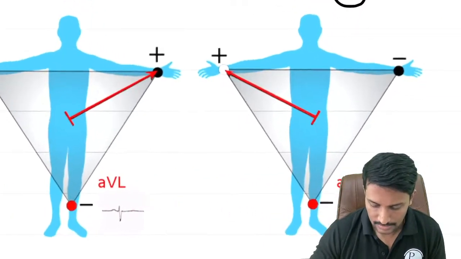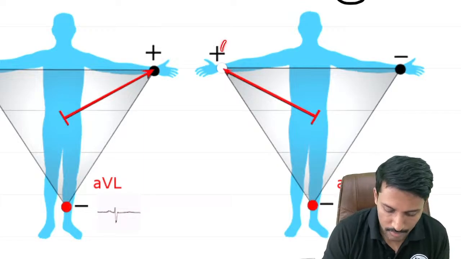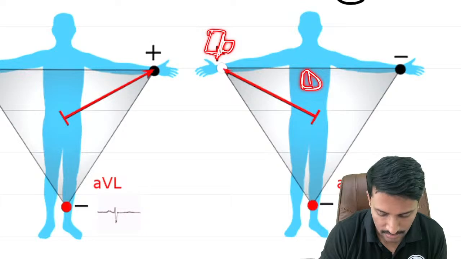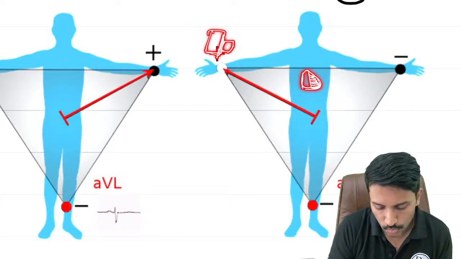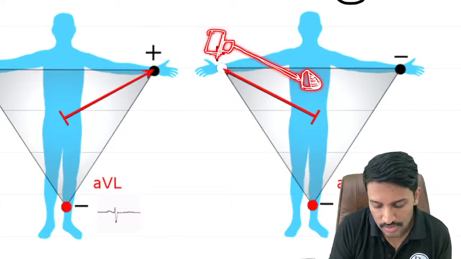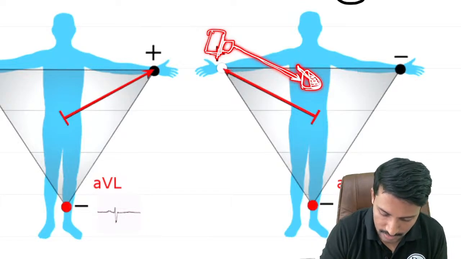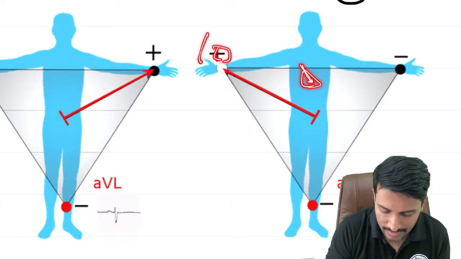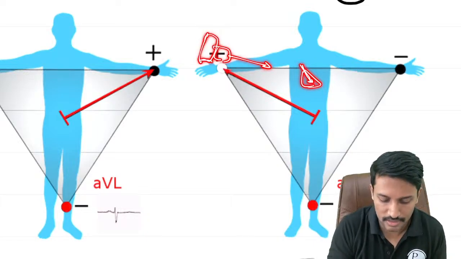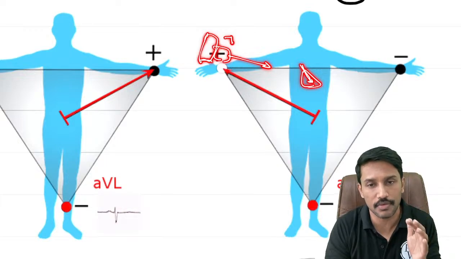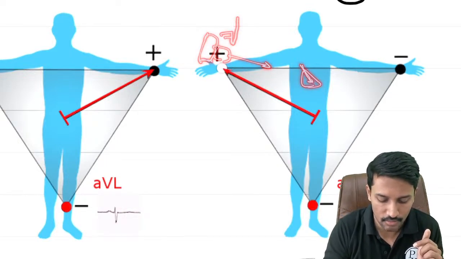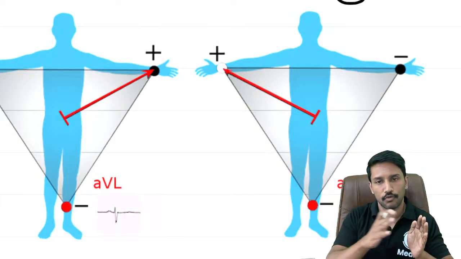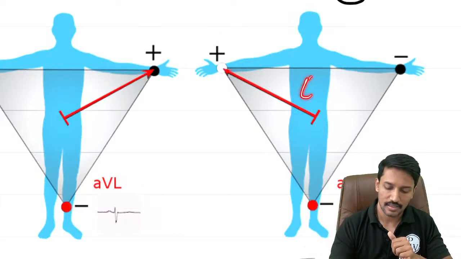Now similarly AVR. The camera is placed here, and the heart is here. This is where I have the left ventricle. So it is looking at the left ventricle from the opposite direction. The current is usually flowing in this direction, and it is looking at the heart in the opposite direction. So that is why, if you look at any ECG, the AVR will have predominantly a negative deflection. The waveform will be predominantly negative in AVR because it is looking from the opposite direction towards the heart.